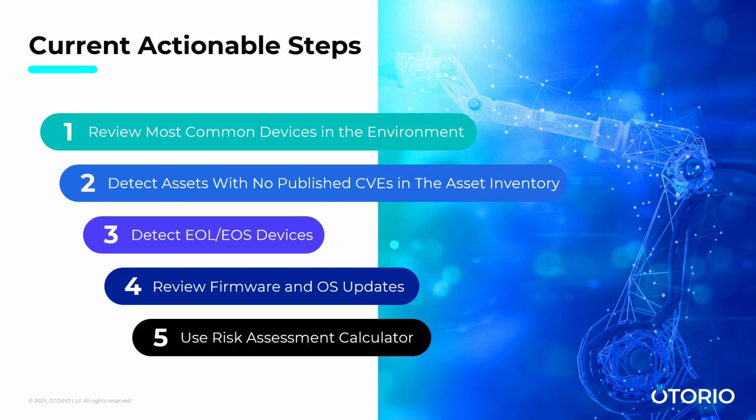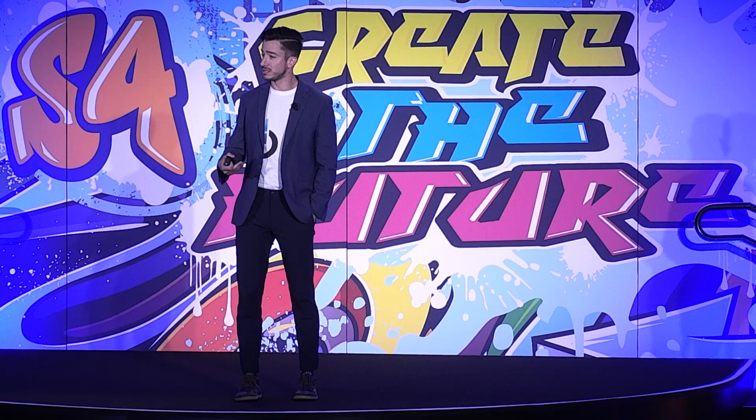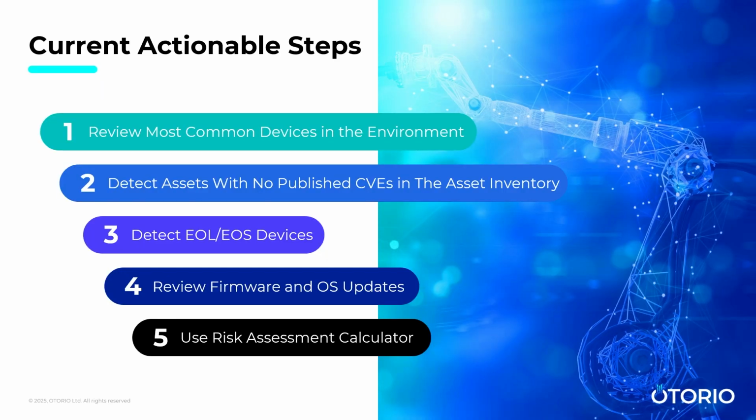So the first one is, if I'm an asset owner, first review the most common devices in my environment. Meaning, if I have a specific vendor that I see a lot of assets from in my environment, probably this is a good place to start. The second one is to detect whether specific vendors or devices don't have any published CVEs. A lot of us, including us as a vendor, are talking about visibility and vulnerability management, so there should be some things hopefully in place to help us understand where we are.